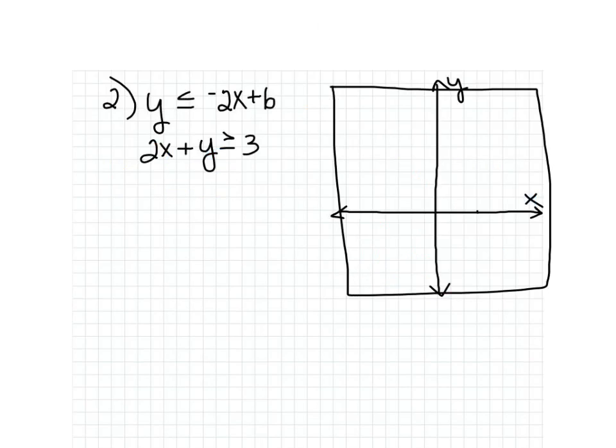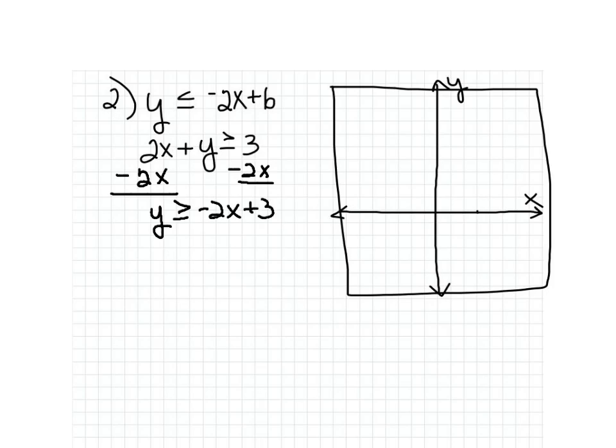Number 2, write down the system, please. y is less than or equal to negative 2x plus 6, and the other one is 2x plus y is greater than or equal to 3. Okay, the second one I'm going to have to rewrite to slope-intercept form. So I'll subtract 2x on both sides. y is greater than or equal to negative 2x plus 3. Okay, all right, so let's go ahead and graph the first one.